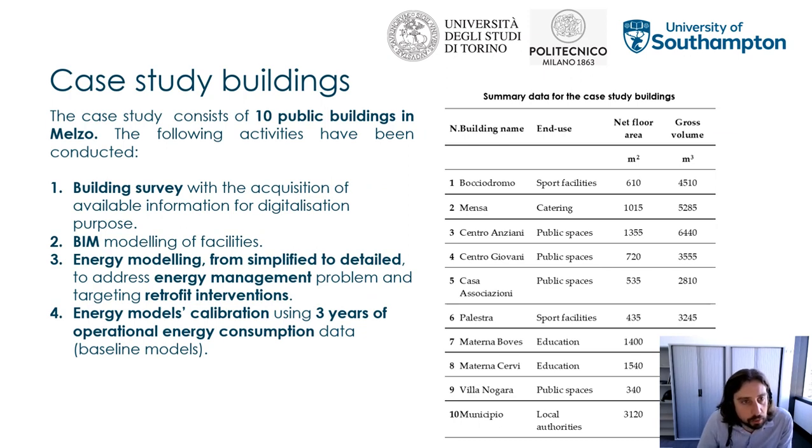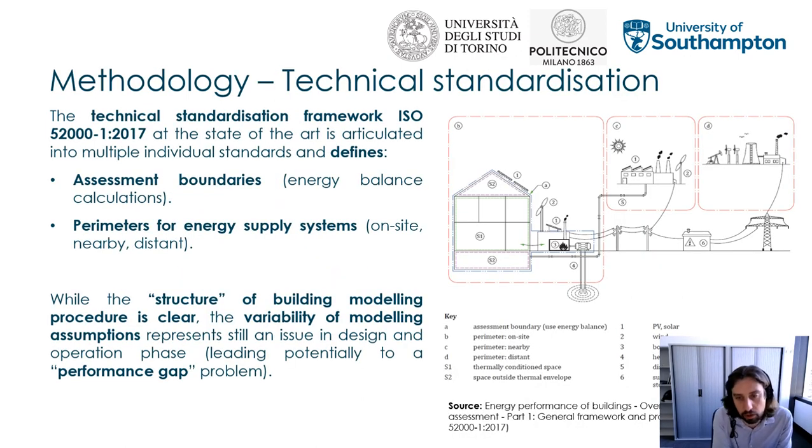The case studies presented in this case are 10 buildings that you can see here on the right. They are buildings like sport facilities, catering, public spaces, education, and they have quite significant variability in terms of size. What has been done first is creating building information models of these buildings, and then, leveraging the data from the building information models, we created different types of energy models which were calibrated, fitted essentially to the real conditions, considering 3 years of operational energy consumption data, which were used for the definition of the baseline models.